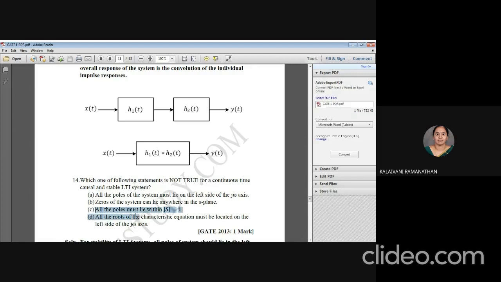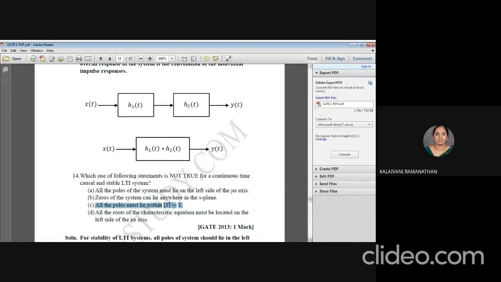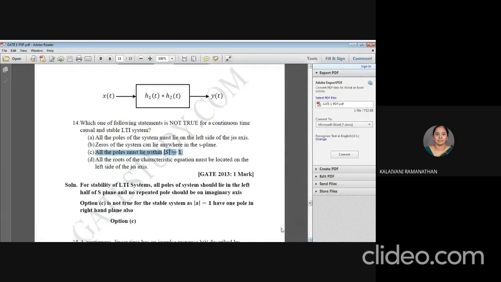So you have to check this condition. This may be a wrong statement. We shall see the solution now. For a stable LTI system, all poles of the system should lie in the left half of the S plane and no repeated pole should be on the imaginary axis. So option C is not true for a stable system, as modulus of S equal to 1 has poles in the right half plane also. So you have to choose the incorrect option. The incorrect statement is: all the poles must lie within modulus of S equal to 1.